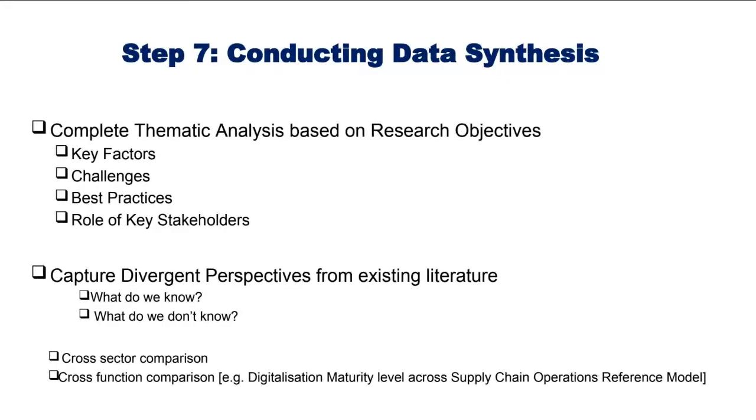You can also do cross-sector comparison, and you can also do cross-function comparison. Cross-function comparison basically means how the different departments are working across the organization. Like, for example, you can compare the operations department with the supply chain department, with the marketing department, with the sales department, and see how different departments are working. Cross-sector comparison, as I mentioned to you earlier, can be a comparison between different industries working in practice.